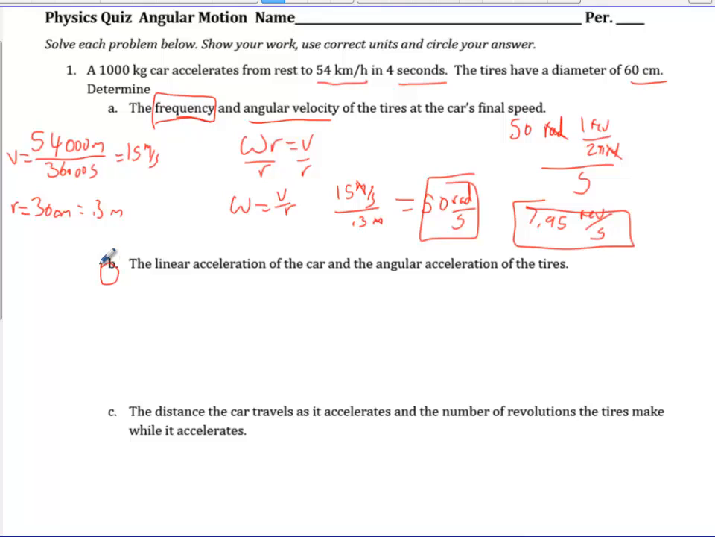B says, give me the linear acceleration of the car and the angular acceleration of the tires. Well, remember, acceleration is change in velocity divided by time. So that's 15 minus 0, final minus initial, divided by, it says 4 seconds. So 15 divided by 4 is 3.75 meters per second squared. And if I want to change a into alpha, the angular acceleration, remember alpha r equals a, so I'm going to divide both sides by r, and I get alpha is equal to this linear acceleration divided by the radius 0.3 again. So we get 12.5 radians per second per second.